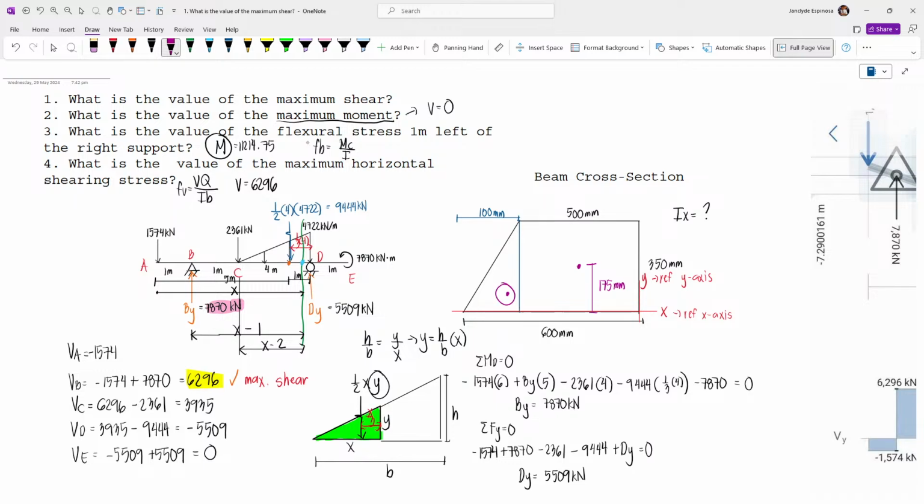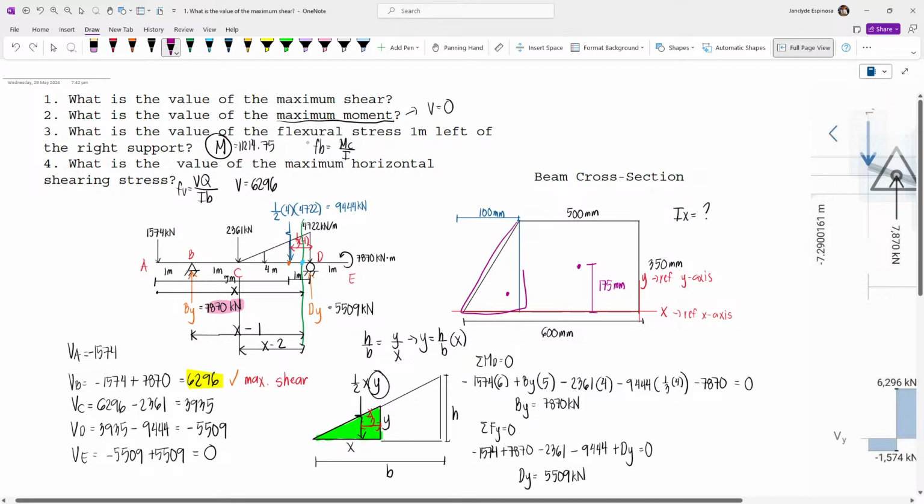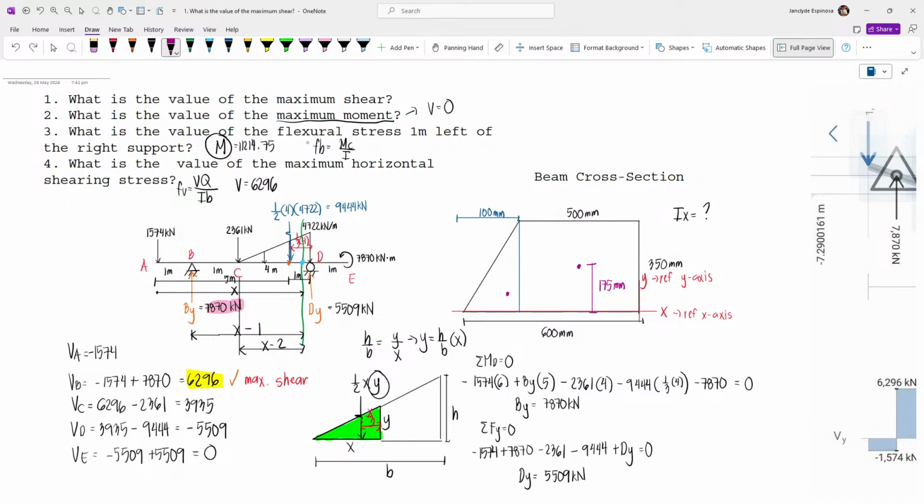Now, how about this one? Mao ni ang height sa triangle kung inyong i-rotate. Kana ang triangle. So, mao ni siya ang 1/3 of this dimension. Now, 350 mangyapon na siya. So, 1/3 sa 350.